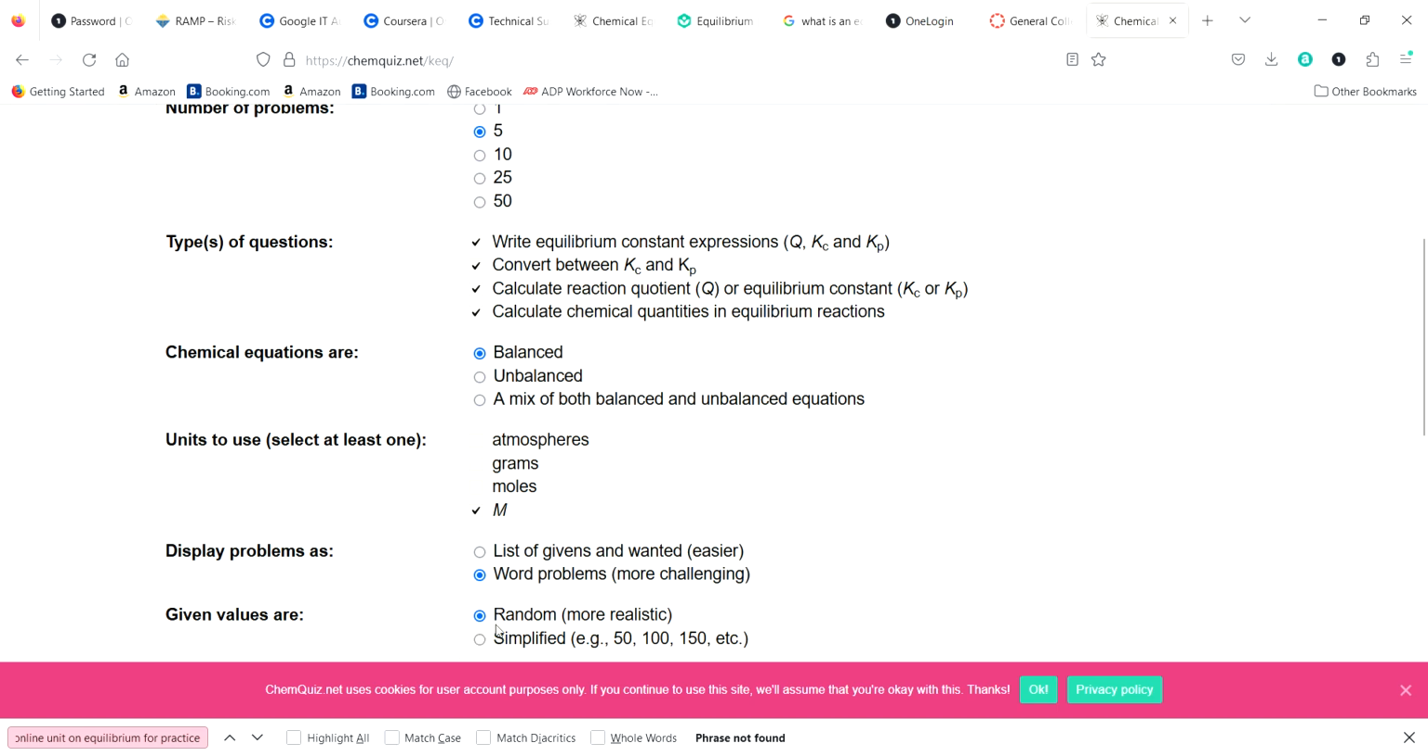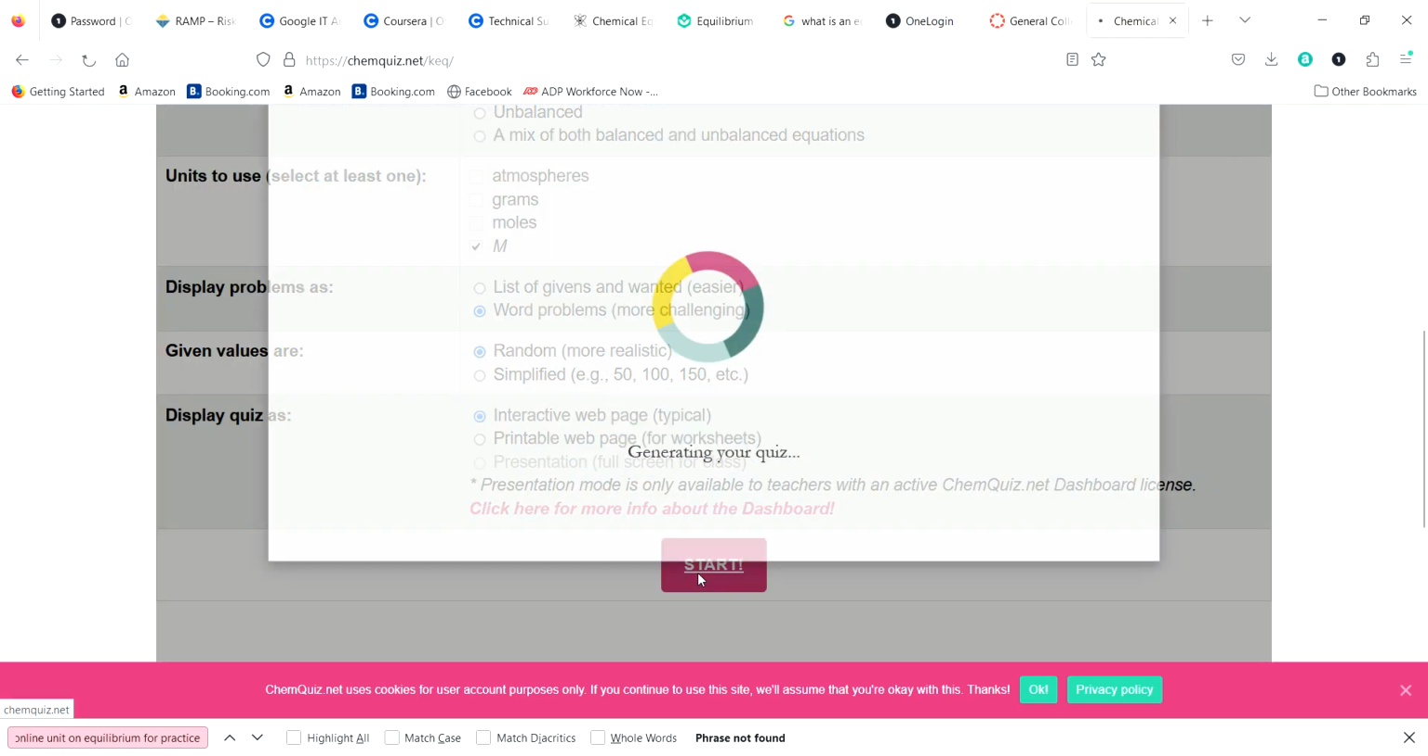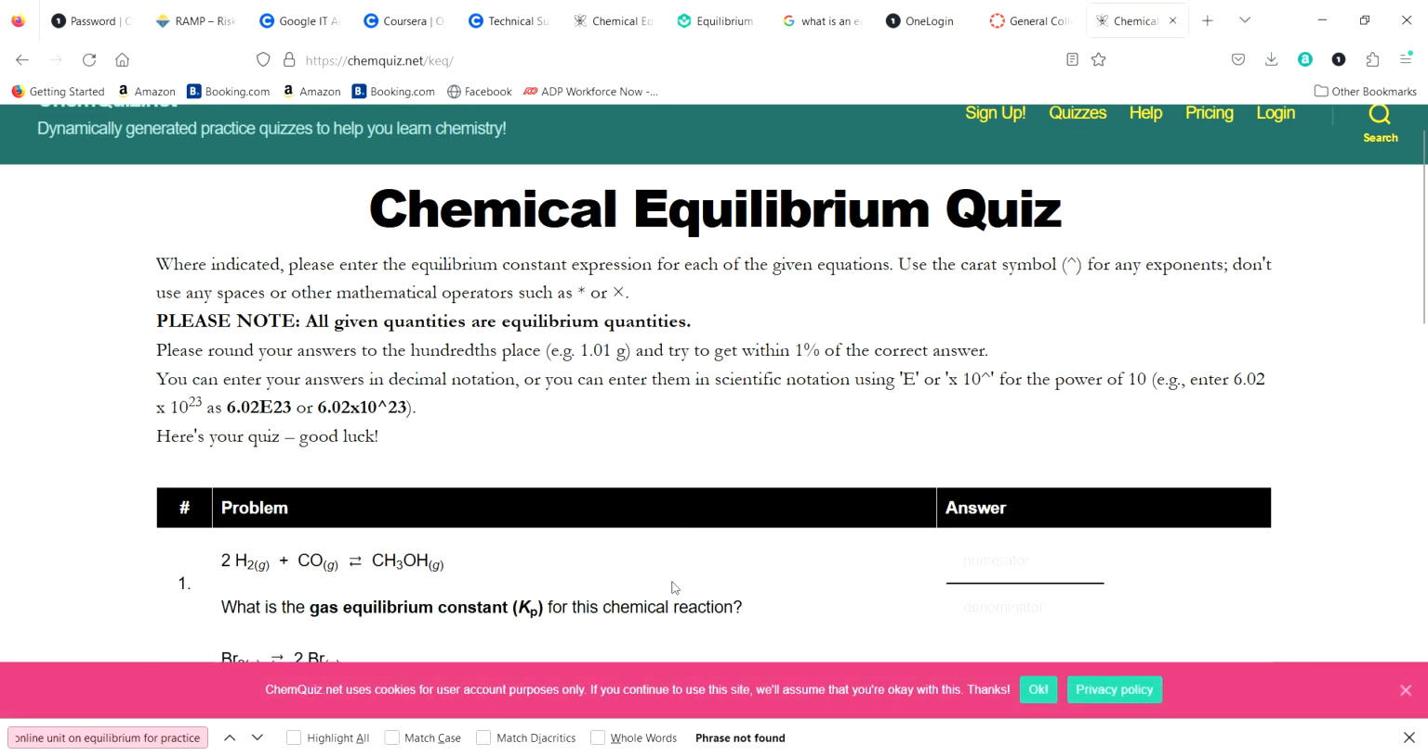Now, your given values: random, more realistic, or simplified. I choose simplified whenever I can't find my calculator charger, for example, and I can only use my phone. I use simplified because the calculator on my phone is not scientific, but random is going to be more like what you get on the test, okay? So once you've chosen what kind of problems you want, you hit start, okay? And it makes this quiz.